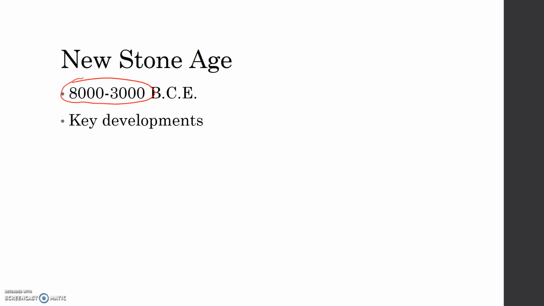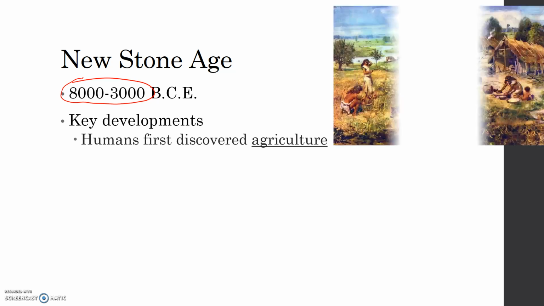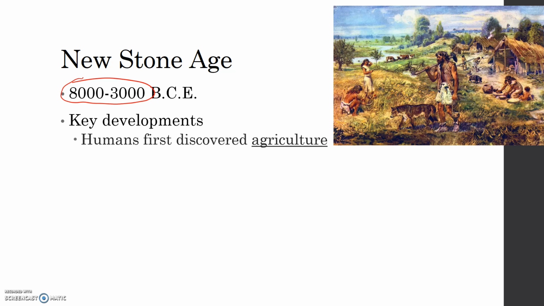Now, some key developments to remember in the Neolithic Age. This was during the time that humans first discovered agriculture. And remember, agriculture is just a fancy term for farming. This is your typical Neolithic village. Now, when you first look at it, you think, okay, this is still very primitive. We're still looking at barely above caveman times. But there are a couple of developments worth noting.